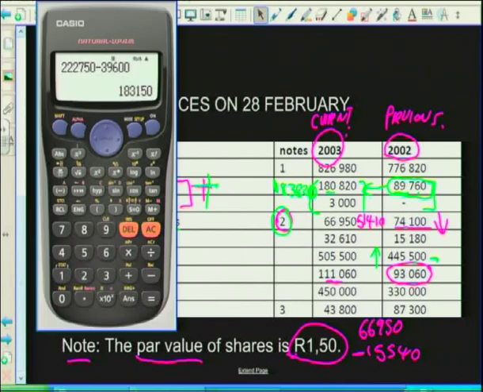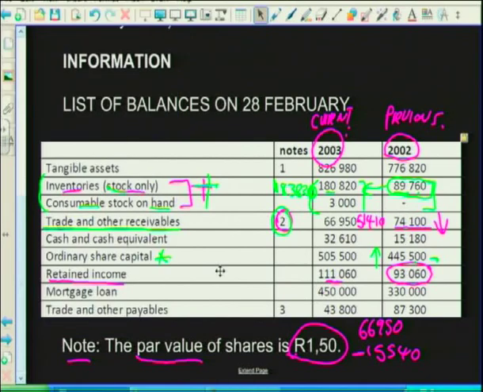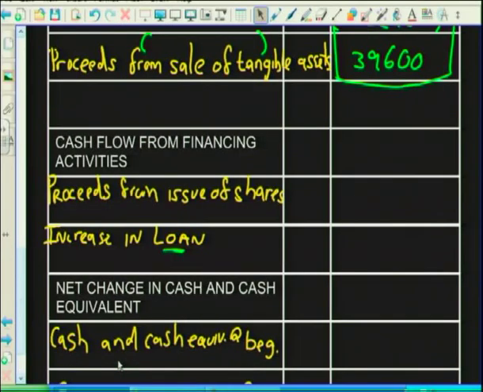So let's now calculate the issue of shares, or how much you received for issuing shares. 505,500, and we are subtracting 445,500. So we received an additional 60,000 Rand from selling shares. Let's now record that in our cash flow statement. Proceeds from shares issued, an amount of 60,000. Not in brackets because money is coming into the business's bank account.